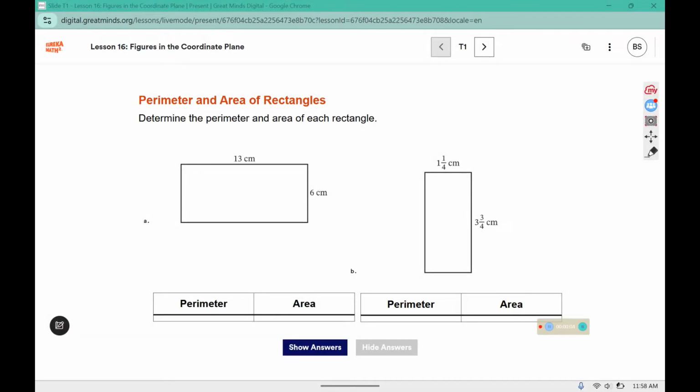Determine the perimeter and area of each rectangle. To find the perimeter, we add up all the side lengths.